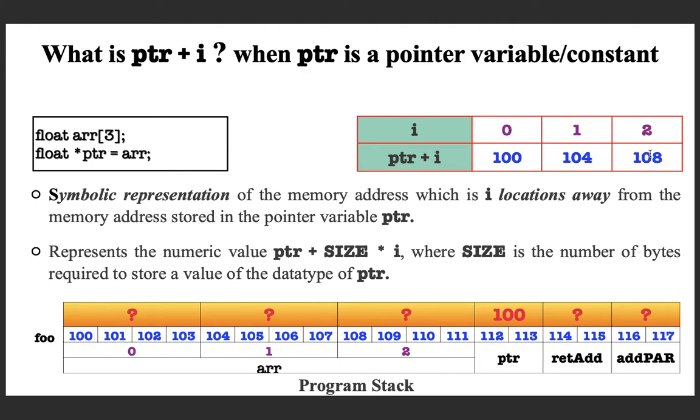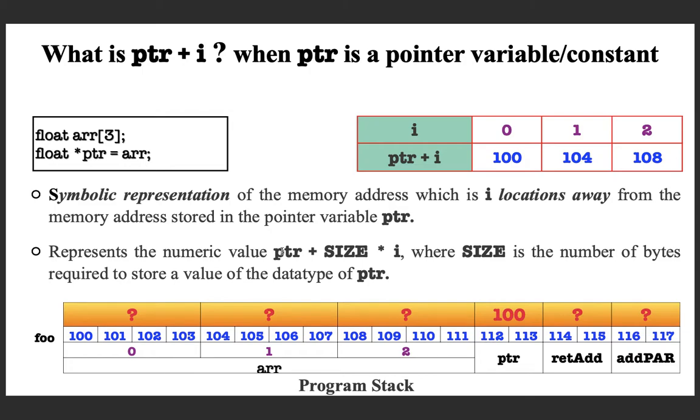And if you look at here, then PTR plus 2, what is it? PTR is 100 plus size is 4 into 2 is 8. So, 100 plus 8 is 108, which is exactly the address of this element. And why is it that it is 2 into 4? Because it is 2 elements after. For each element you need 4 bytes. So, for 2 elements you need 4 into 2 bytes, and that is the significance of size here.